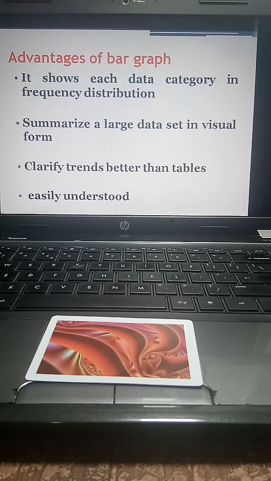So next, what are the advantages of the bar graph? First one, it shows each data category in the frequency distribution. It summarizes large data in visual form, like how many people like apples, bananas. So the large data we can summarize in visual form. And the other one, it clarifies the trends better than the table. Sometimes a table is confusing to understand, but it is better to understand by the picture, so it is easily understood.